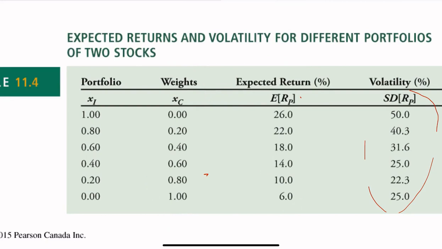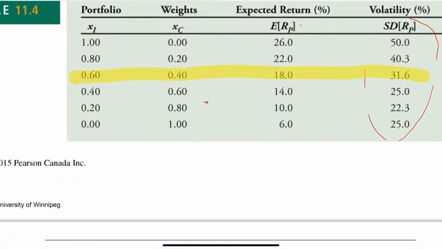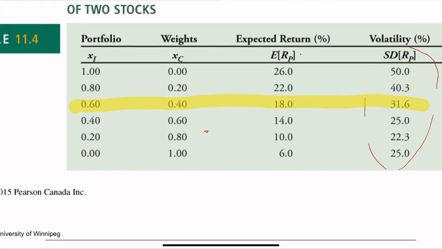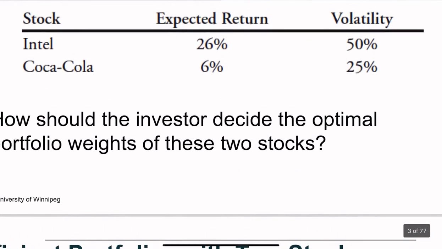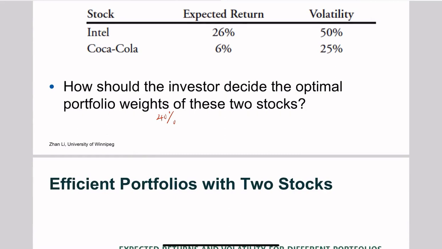So let me show you how to get, let me first remove these marks. Let's say now we want to focus on this row, right? This is our focus here. Let's see how we could get expected return and volatility. So we have 40% of Coca-Cola, 60% of Intel.